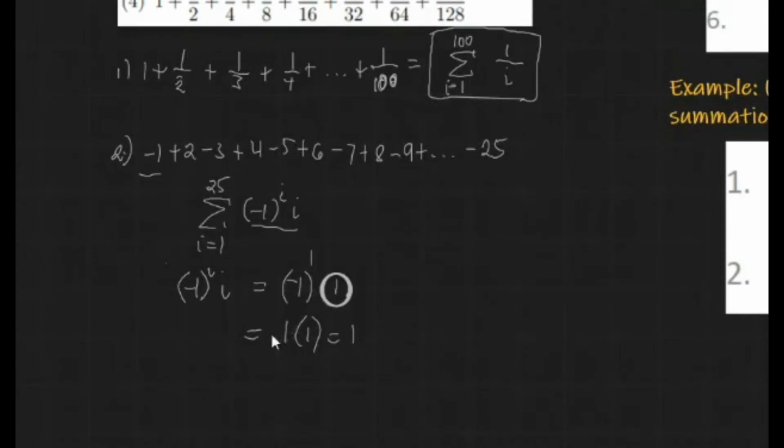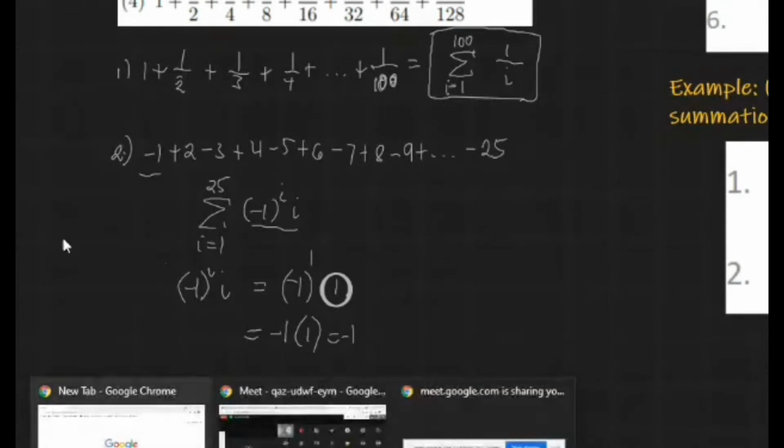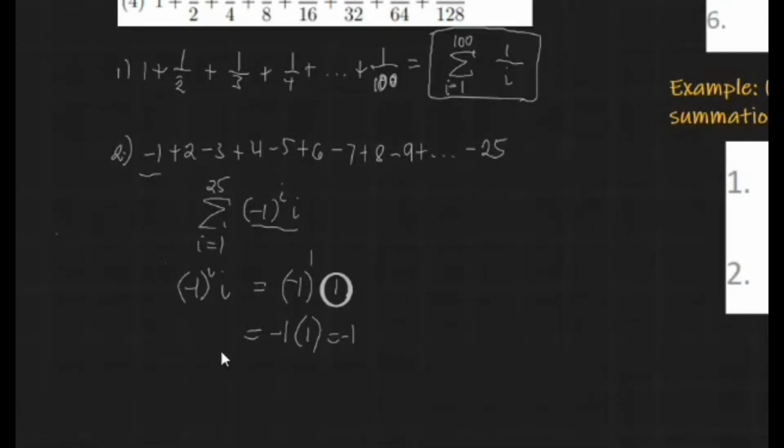Negative 1 raised to 1 becomes negative, and negative 1 times 1 gives us negative 1. So tama na tayo. Is that clear? Trial and error lang itong ginagawa ko ha. Nakuha niyo po yung point ko? Yes po, sir. Okay. Sige.